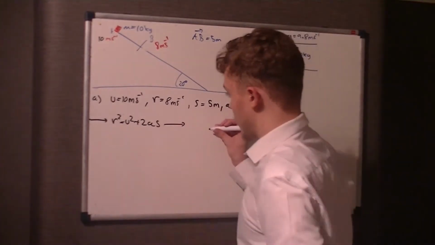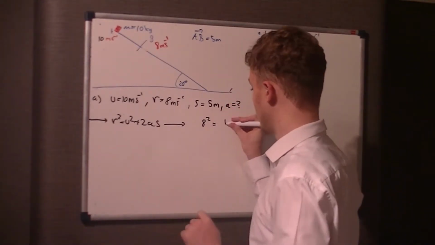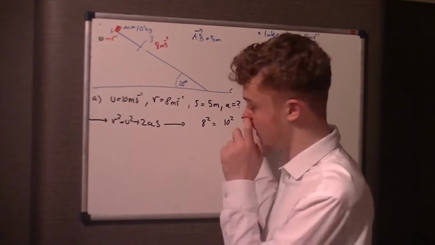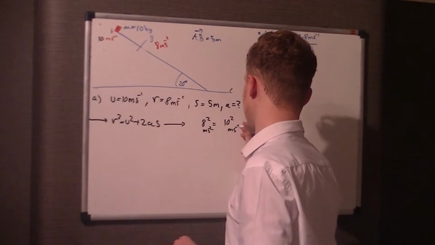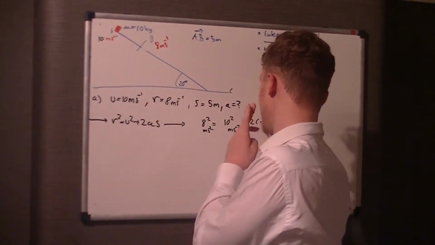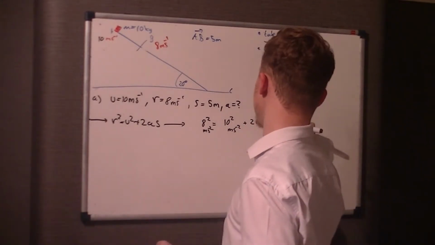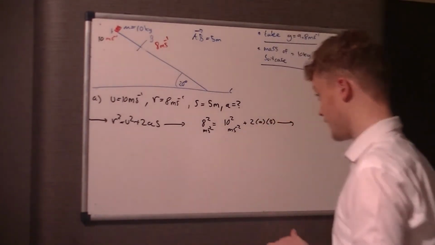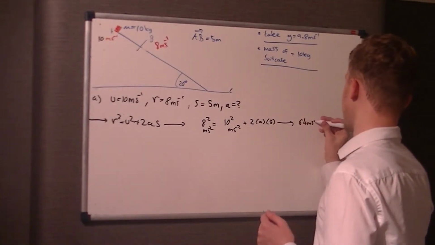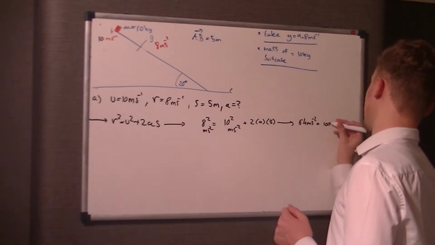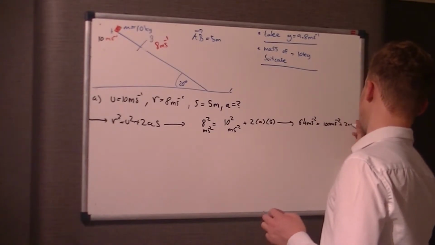So, put in what we know, so that's 8 squared equals u squared, so 10 squared, meters per second squared, plus 2 times, I just put 2 brackets A, close brackets, open brackets, S, 5 meters. So if we rearrange this, that's 64 meters per second squared equals 100 meters per second squared plus 2aS, so that's 2 times a times 5.